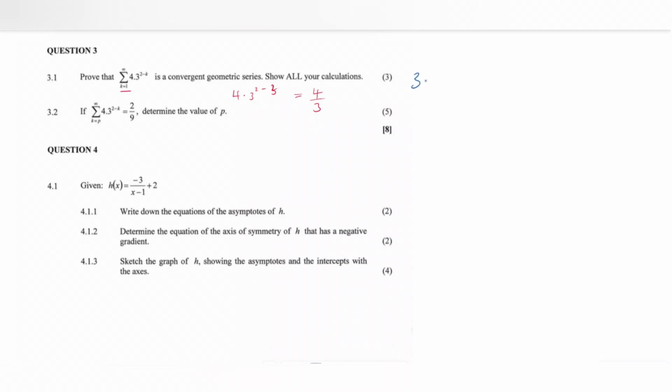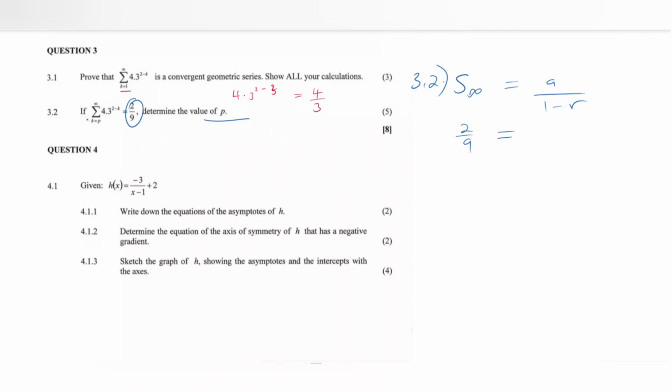Next one, 3.2. If the sum of terms from k is equal to p up to infinity is equal to 2 over 9, determine the value of p. So here we can use the formula for sum to infinity. Sum to infinity is equal to a over 1 minus r. Sum to infinity is given to be 2 over 9. So 2 over 9 will be equal to a over 1 minus r. A is the first term of the sequence.